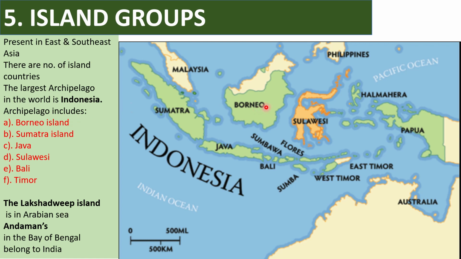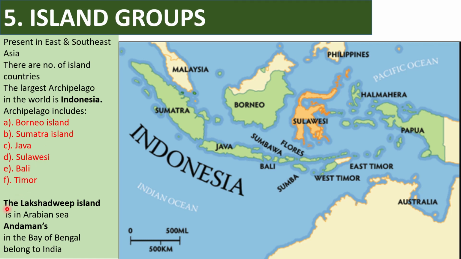बोर्नियो आइलैंड, दिस इज द बोर्नियो आइलैंड ऑफ इंडोनेशिया. दिस इज सुमात्रा आइलैंड, जावा आइलैंड, सुलावेसी island, and Bali island. This is Bali island, and Timur island. This is Timur island. These islands are included in the physical regions of Asia.